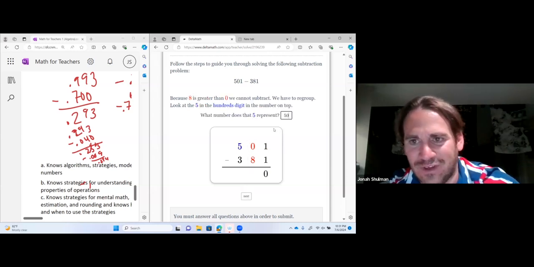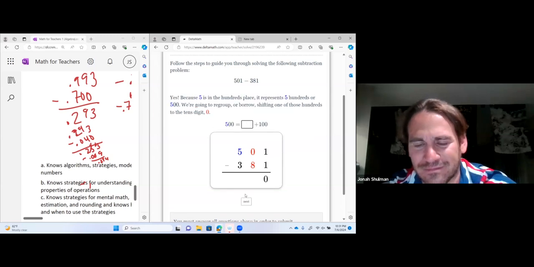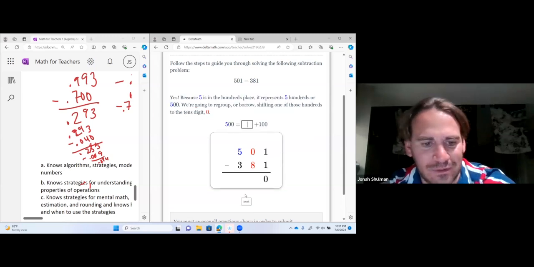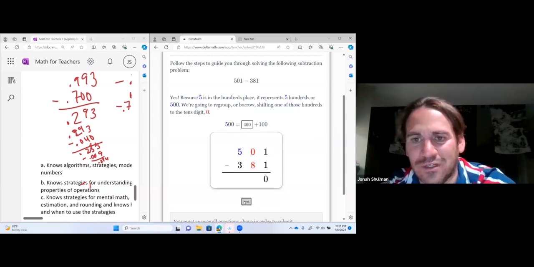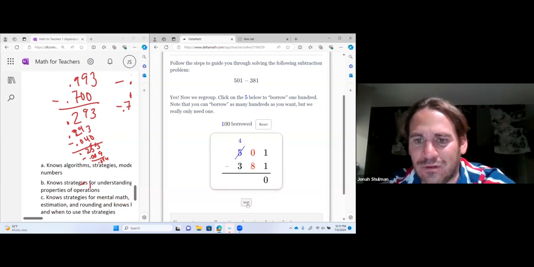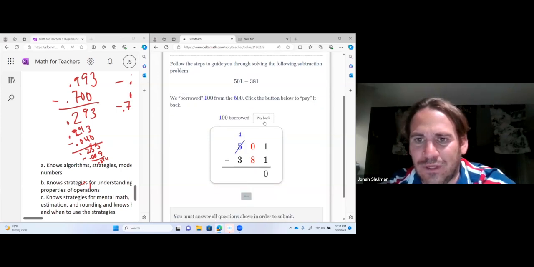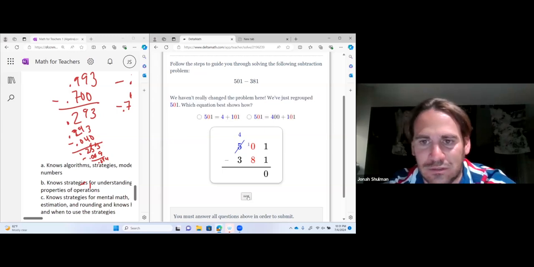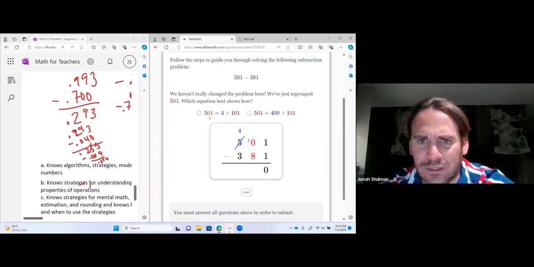5 represents 500. So it's really going to be 400 plus 100. So we have to click this and we borrow. And then we pay back this, so that becomes 100. So 501 equals 4 plus, no, that's not right. 501 equals 400 plus 101.